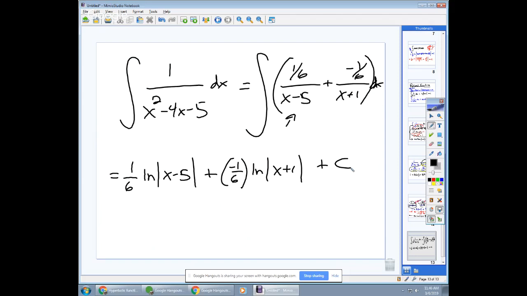I'm going to clean this up a little bit and show you a slightly different form that sometimes you'll see. 1/6 I can factor out. That would leave 1/6 times the natural log absolute value of x minus 5 minus, because that was a negative 1/6 there, the natural log of the absolute value of x plus 1.